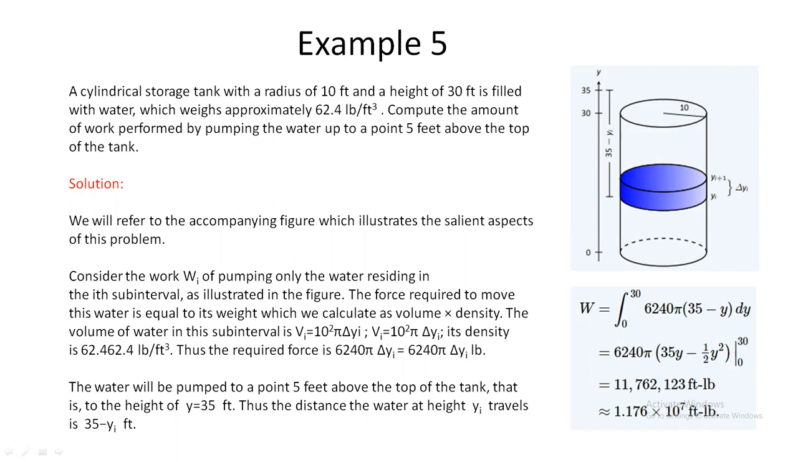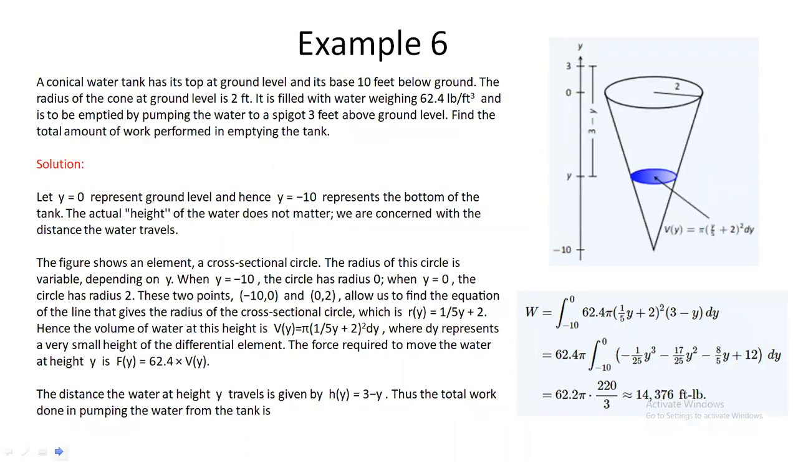Now let me go to another sample problem, but this time we'll have a different shape. So we have here a conical water tank. It's in the shape of a cone and has its top at the ground level. So that's ground level. Now, let me continue. And its base is 10 feet below the ground.